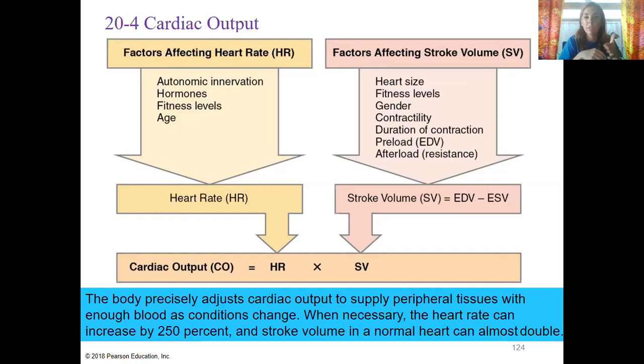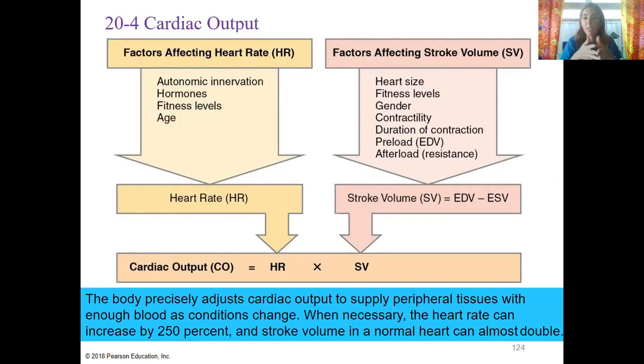Now, fitness levels and age, that's something new on this slide. Depending upon your fitness level will depend upon how fast or slow your heart actually beats. And of course, your age is also going to change your heart rate as well. I'll show you a slide here in just a second that will basically point out fitness levels and age in regards to the variability in heart rate.